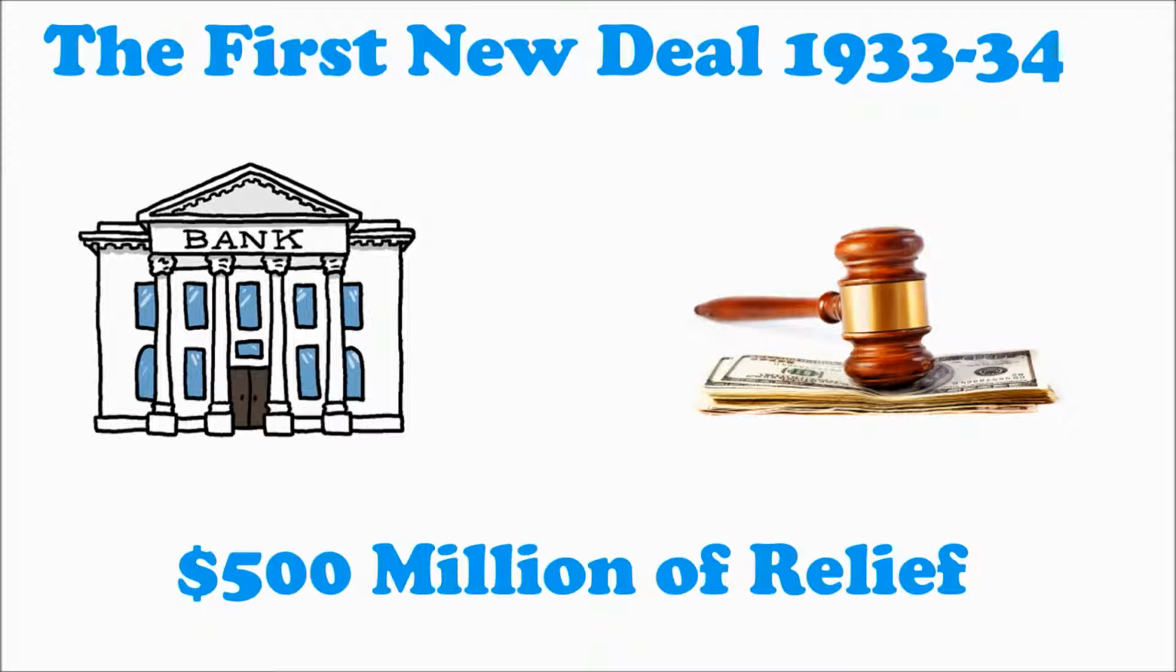The Securities Act of 1933 was enacted to prevent a repeated stock market crash. The controversial work of the National Recovery Administration was also part of the first New Deal.